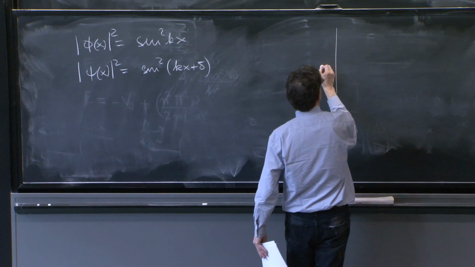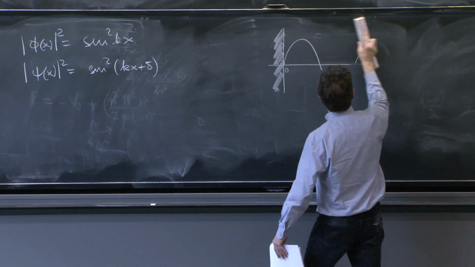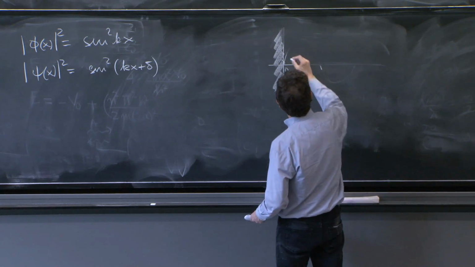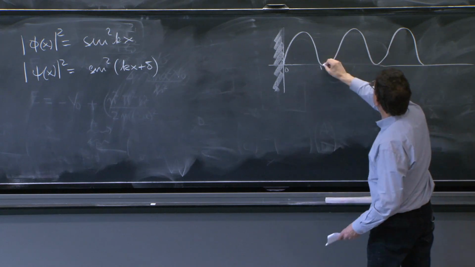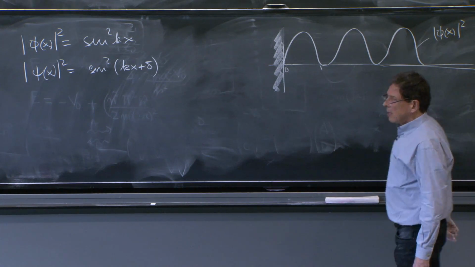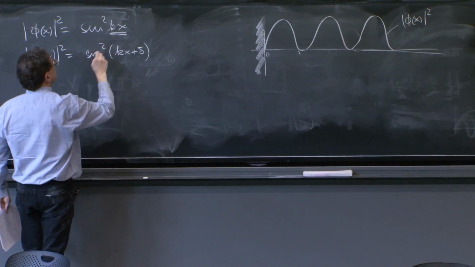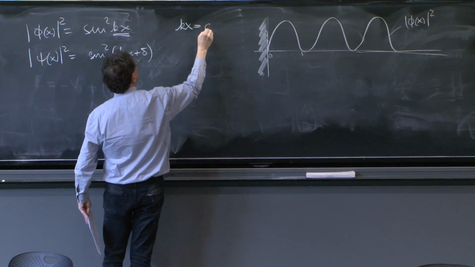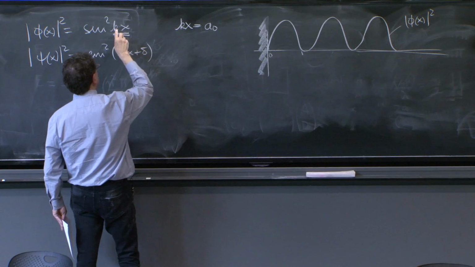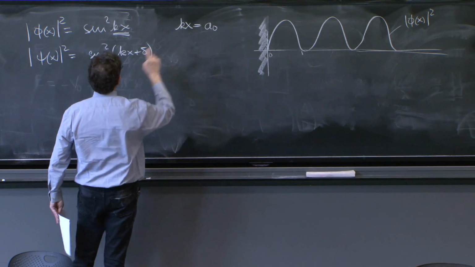Think of x plotted here. Here's x equals 0, and there's this sine squared, this wave for phi of x squared. Suppose you're looking at some feature, a maximum or a minimum of this function. Suppose the feature happens when the argument kx is equal to some number a0. Whatever the feature, this number a0 could be 0, in which case you're looking at a minimum. It could be pi over 2, in which case you're looking at the maximum.